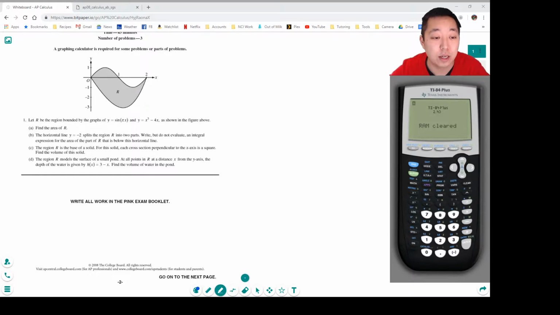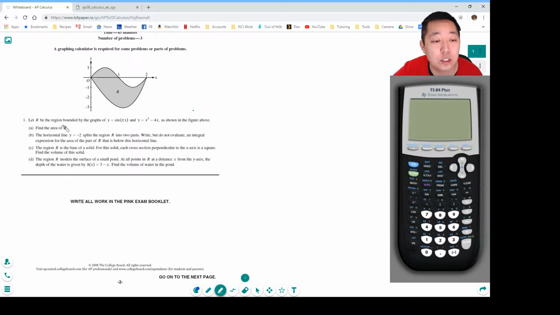Actually, we're starting a new AP Calculus exam here. This is the 2008 AP Calculus exam. So let's take a look. As you recall, the first three questions are graphing calculator questions, so I have my TI-84 up here on the side.